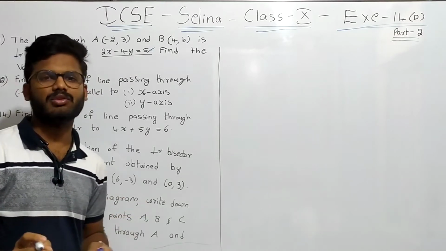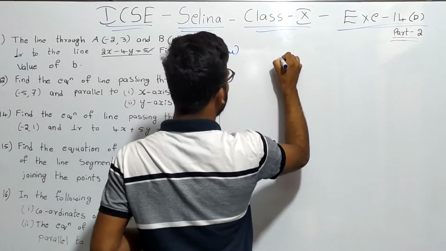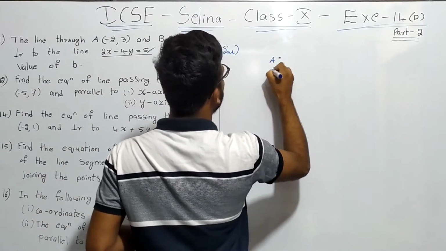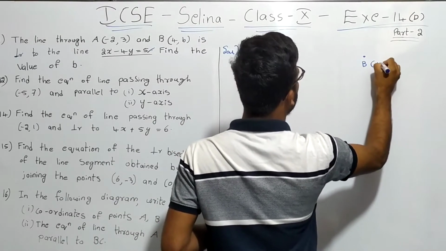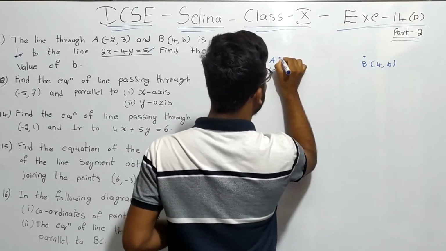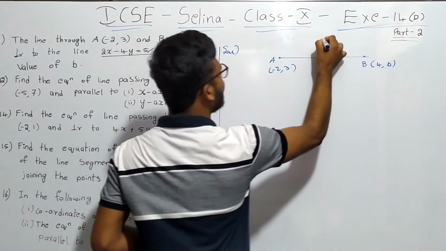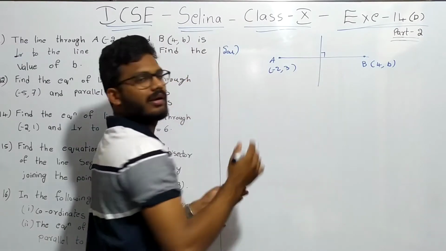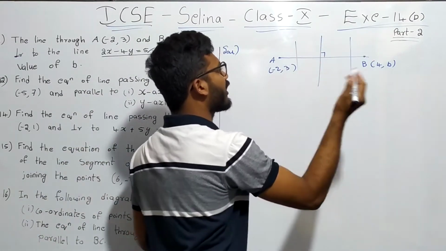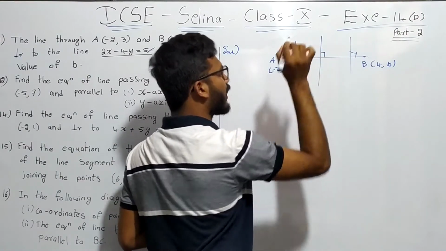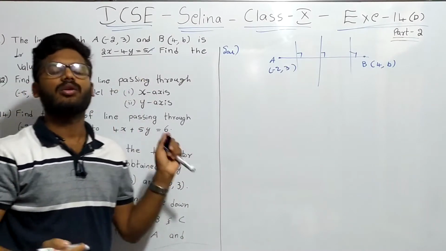Here, first analyze what the question gave. Line through AB. What is A here? A is nothing but (-2, 3) and B is (4, b). This line is perpendicular to this line. They didn't mention it is the midpoint. It may be here or anywhere, but they told only that it is perpendicular. That means the line 2x minus 4y equal to 5 is perpendicular to that line.